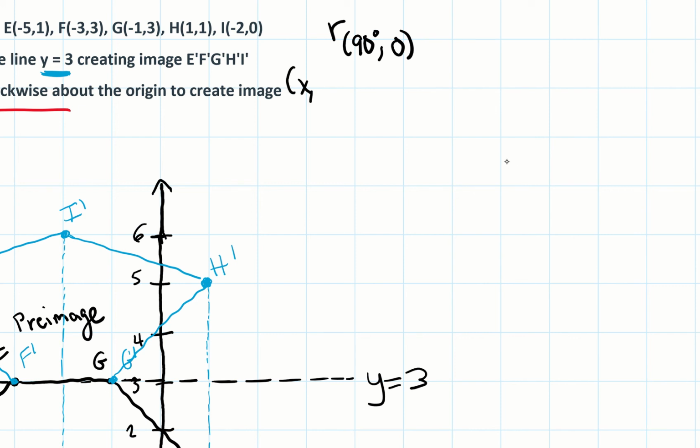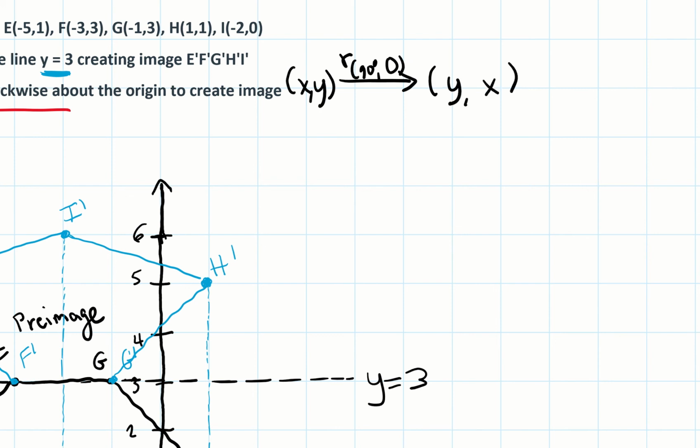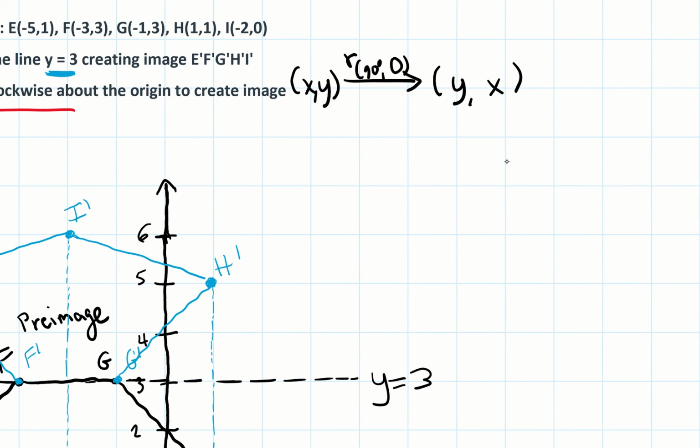you take (x, y). Write this a little smaller, so I can write this in the arrow notation. So I'm going to take that (x, y) and I'm going to transform it according to this rule. If I rotate 90 degrees counterclockwise, that means the x and the y switch, and then this is going to be a negative sign.